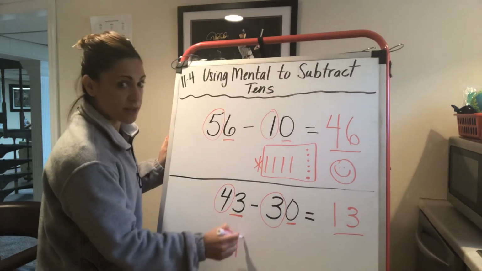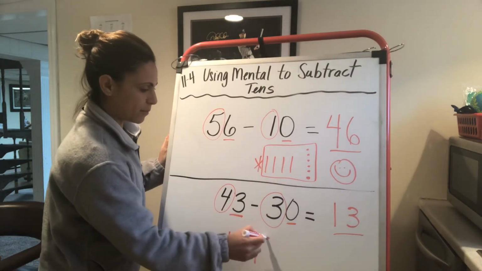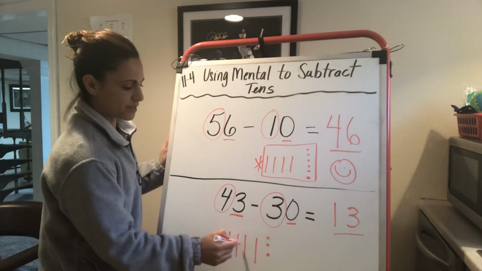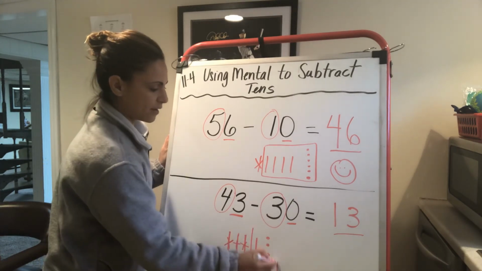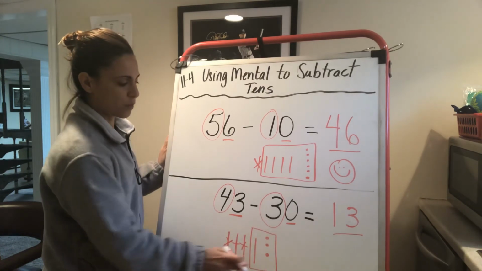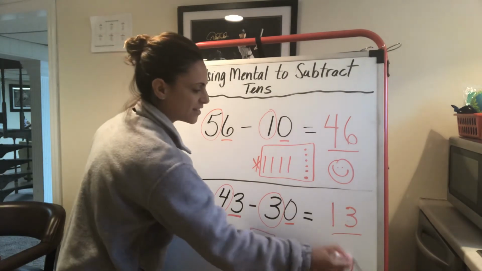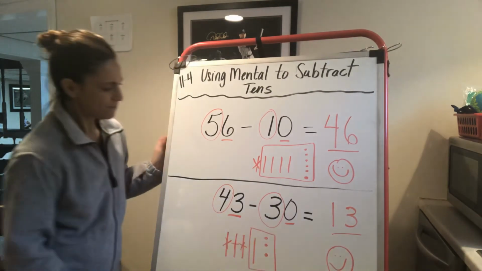10, 20, 30, 40, 41, 42, 43. Take away 3 groups of 10. I'm left with 1 group of 10 and 3 ones, 13. I did it correctly. Okay?